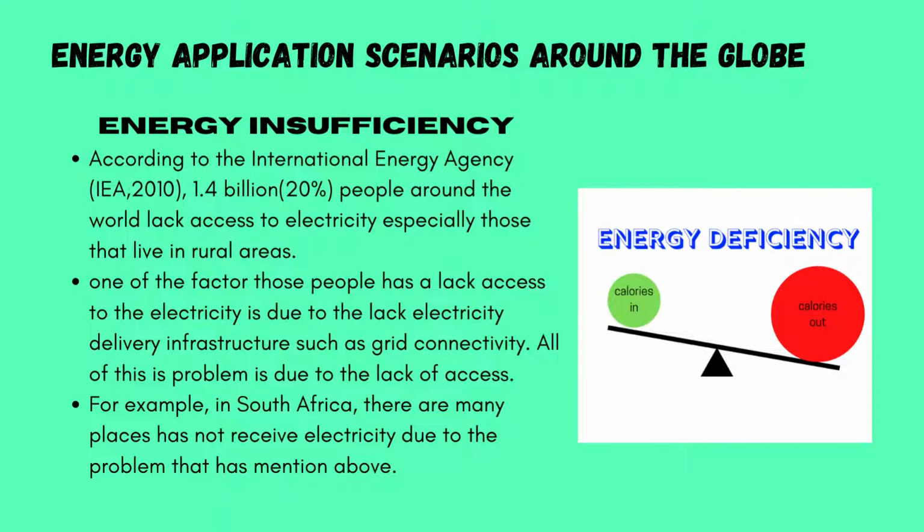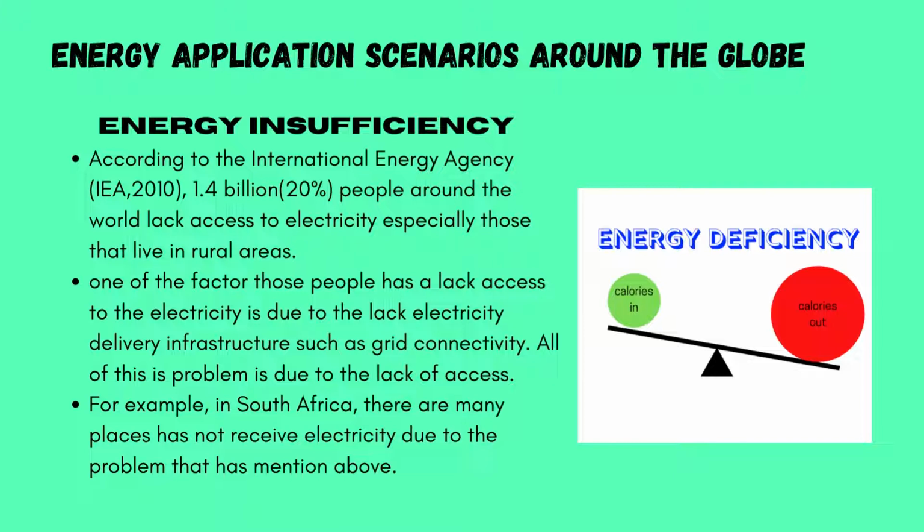Energy insufficiency is one of the energy application scenarios around the globe. According to the International Energy Agency (IEA), in 2010, 1.5 billion, approximately 20% of people around the world lack access to electricity, especially those that live in rural areas.